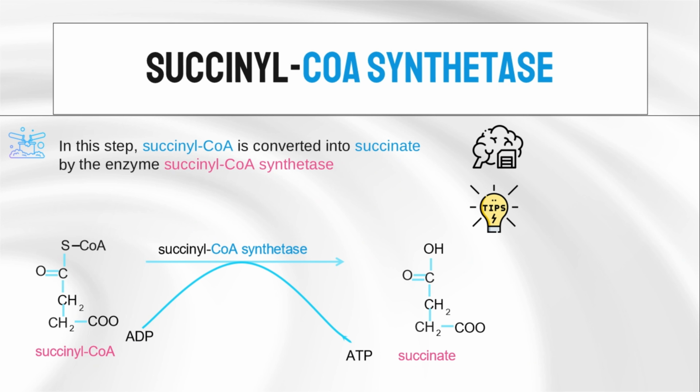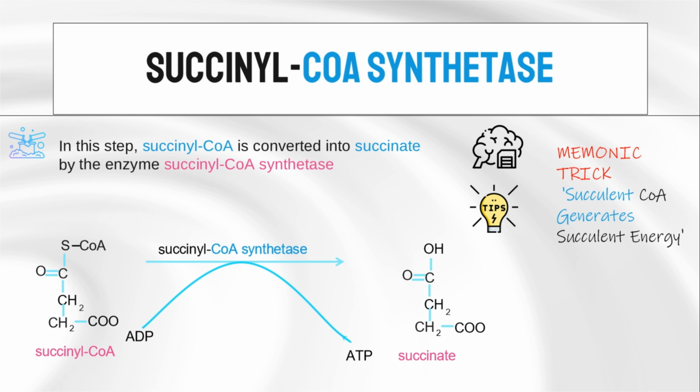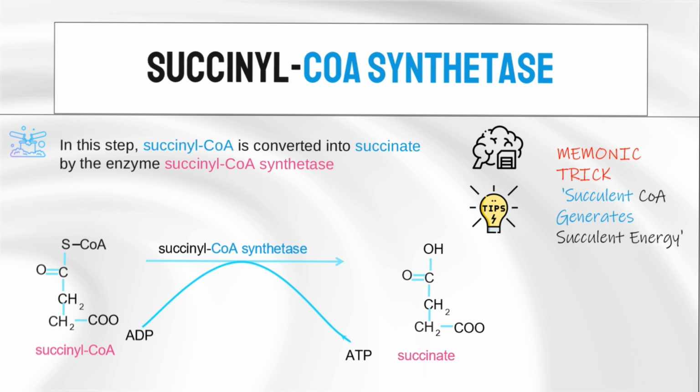To help remember this vital step, think of the mnemonic: succulent CoA generates succulent energy. Succinyl-CoA is transformed, generating GTP or ATP, energy, and forming succinate. With succinate now formed and energy produced, the citric acid cycle is poised to advance to its next crucial step. Stay tuned as we continue to uncover the detailed stages that drive our cells.